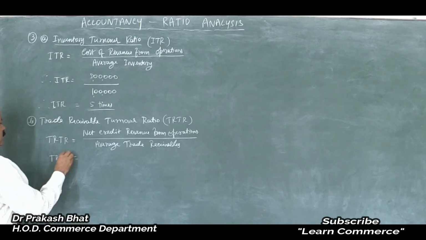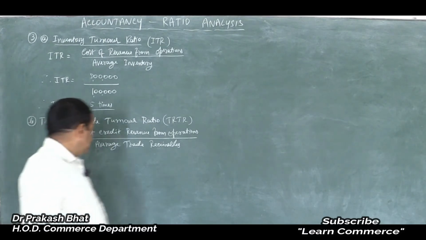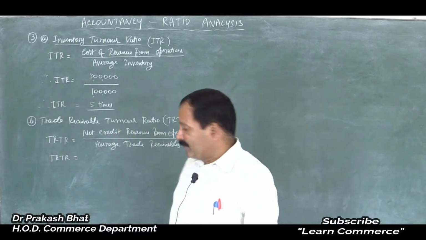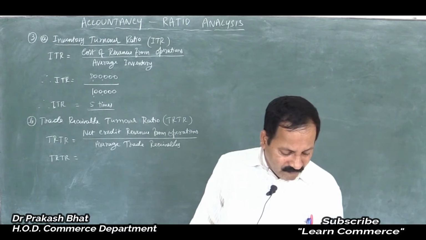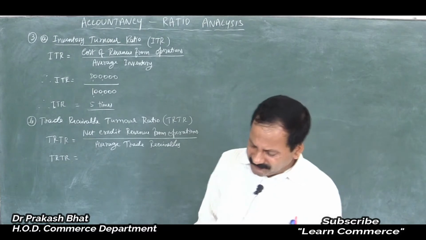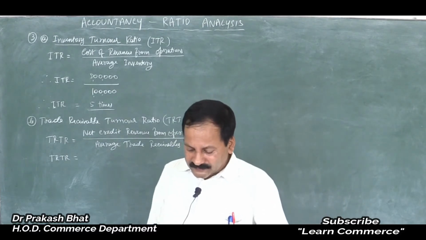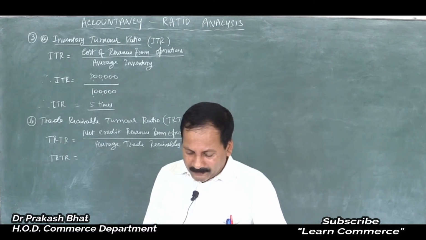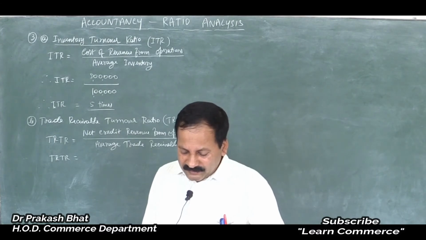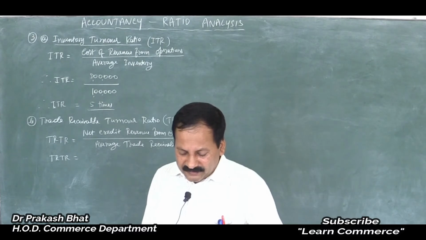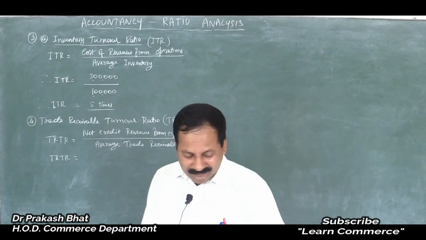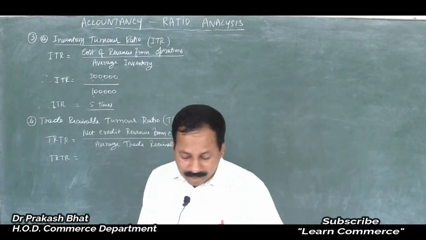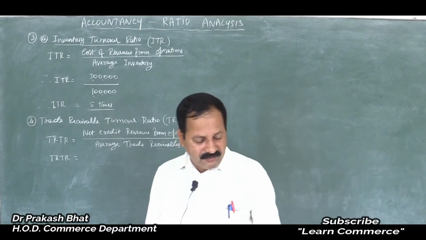Trade receivable turnover ratio is equal to net credit revenue from operations. How much it is? Net credit revenue from operations, that is same thing, that is revenue from operations, cost of revenue from operation, whatever is given, because nothing is mentioned regarding other things, isn't it? So whatever cost of revenue from operation itself is the net credit revenue from operations. So we'll take 5 lakh here.